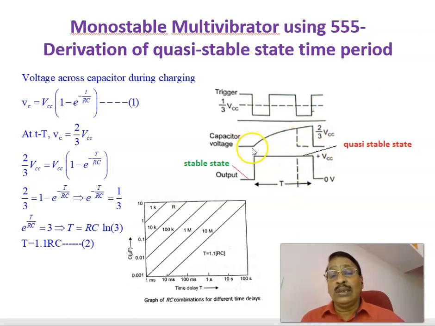And as you know, the capacitor voltage at any instant during the charging process can be written as Vc equal to Vcc into (1 minus e raised to minus t by RC).